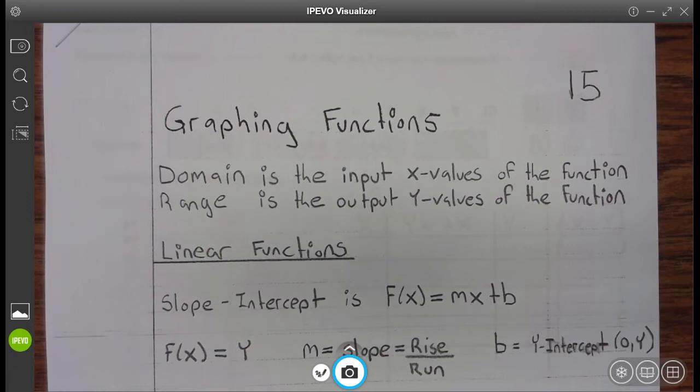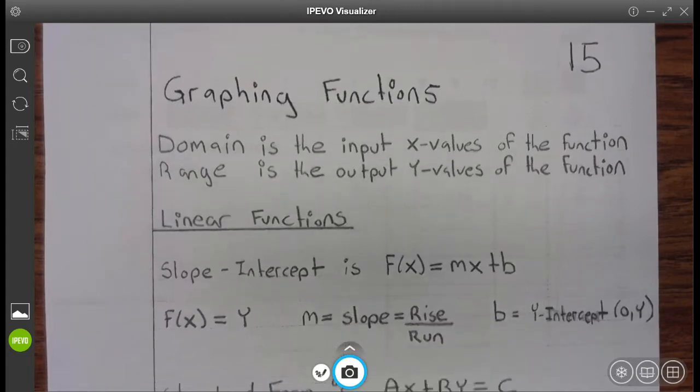Okay, Wildcat, so we're going to journal page 15, graphing functions. Domain is the input x values of the function. Range is the output y values of the function.